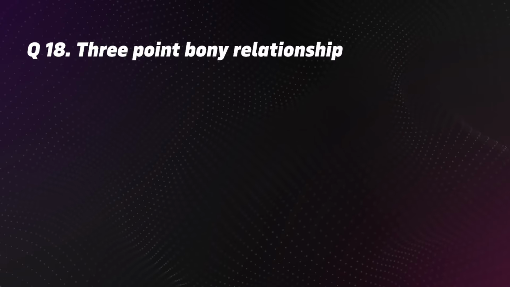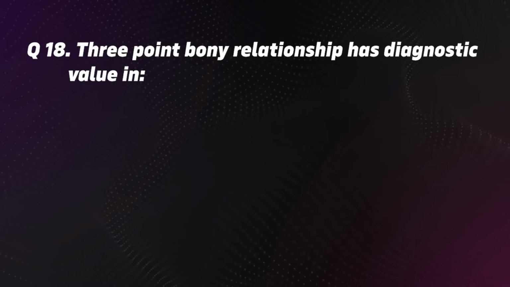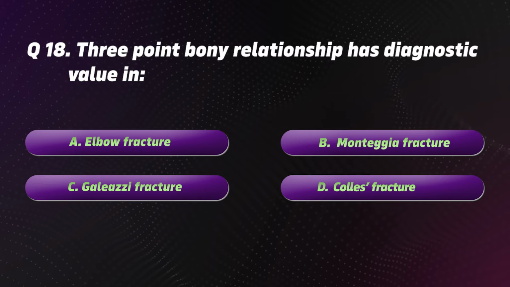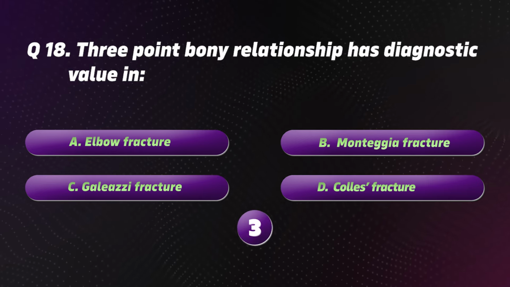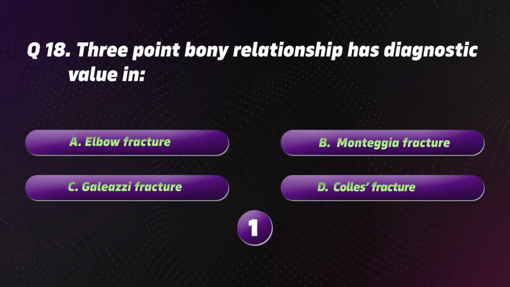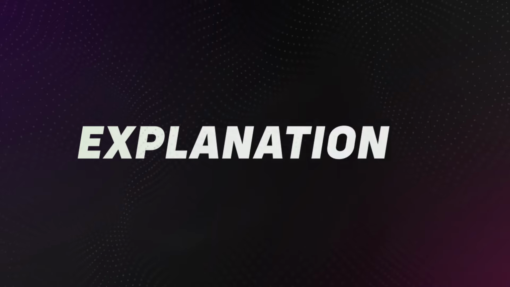Right. Question 18. 3-point bony relationship has diagnostic value in. Here are the options. A. Elbow fracture. B. Monteggia fracture. C. Galeazzi fracture. D. Colles fracture. And the correct answer is A. Elbow fracture. Here's the explanation.